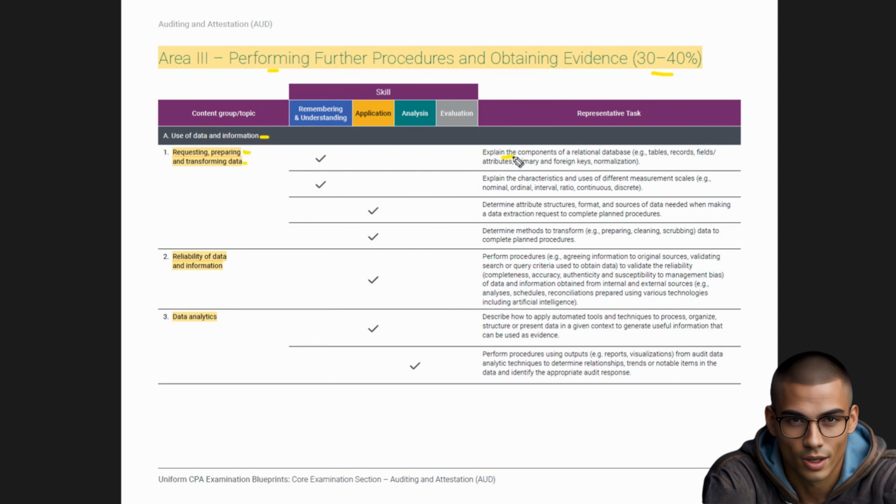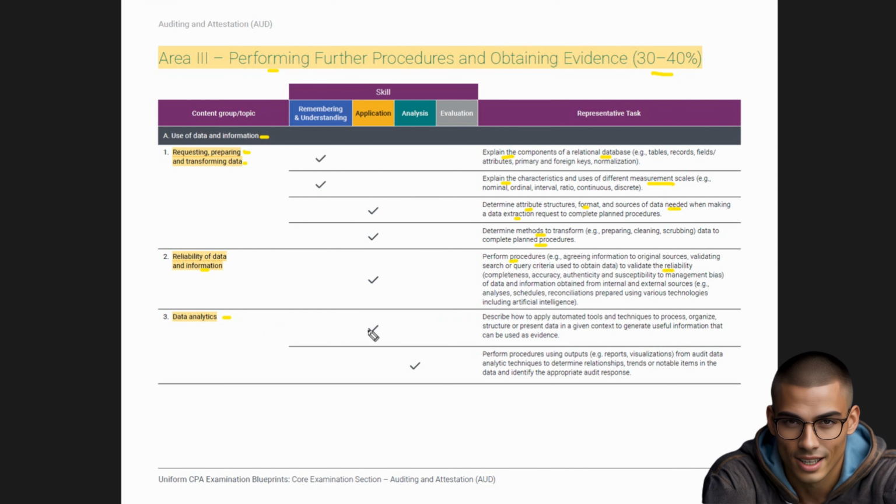So you're going to need to be able to explain the components of the relational database. You're going to need to be able to explain the characteristics and uses of different measurement scales, and to determine the attribute structures, format, and sources of data needed when making a data extraction request, and to determine the methods to transform data to complete a planned audit procedure. Next, we need to understand the reliability of data and information, so we need to be able to perform procedures in order to validate the reliability of our data and information.